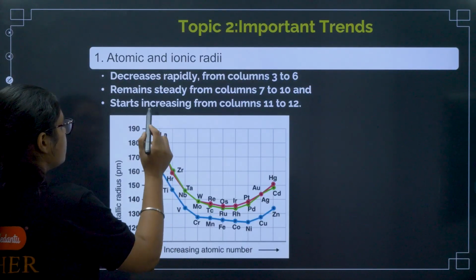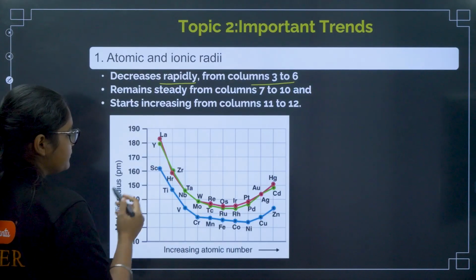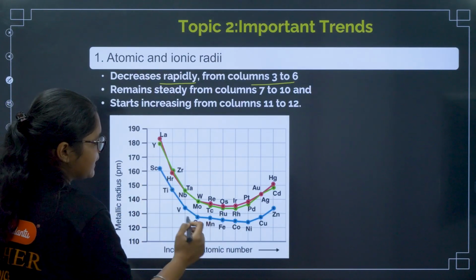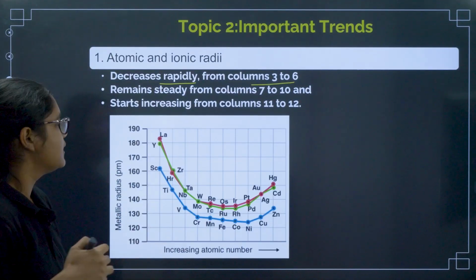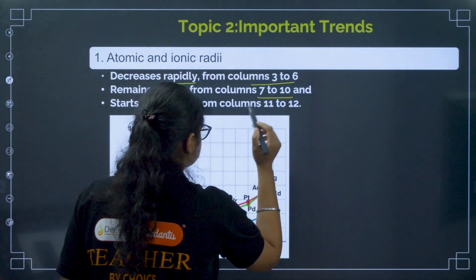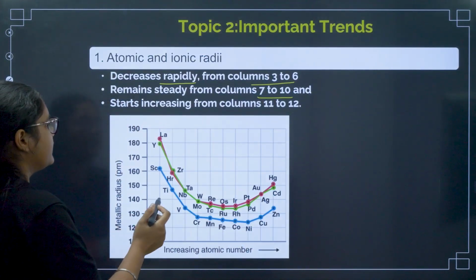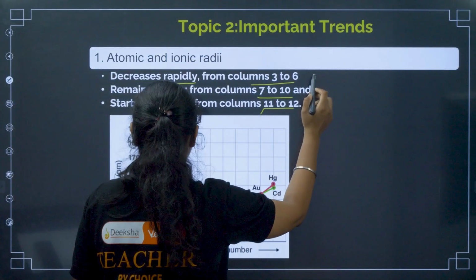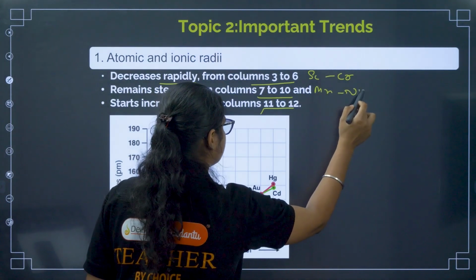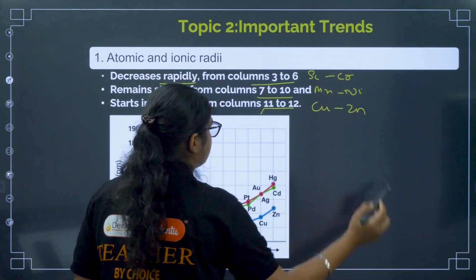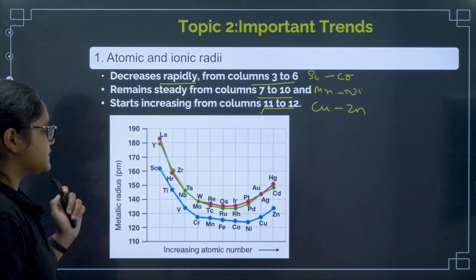First of all, atomic radius decreases rapidly from column 3 to 6. So that is from scandium to chromium, the atomic size decreases. Then it remains constant from 7 to 10. So you can say almost from chromium to nickel it is constant, and then it starts rising from 11. So I can write here from scandium to chromium it decreases, then from manganese to nickel constant, and then copper to zinc, it increases. Okay. So now what is the reason for that?